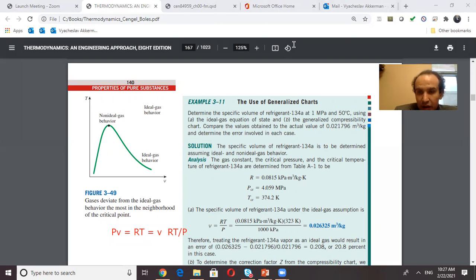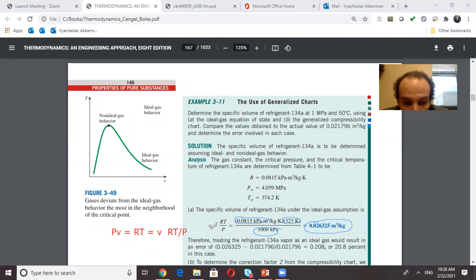Here you see what I will get. Do you see my screen? Yes. So basically from here you will see RT over P. Here is your pressure from the table, and the temperature; make sure temperature is in Kelvin. And if you calculate, you will get this quantity. What do you think about this quantity? Is it good? It's small. So that's what the ideal gas equation gives you.